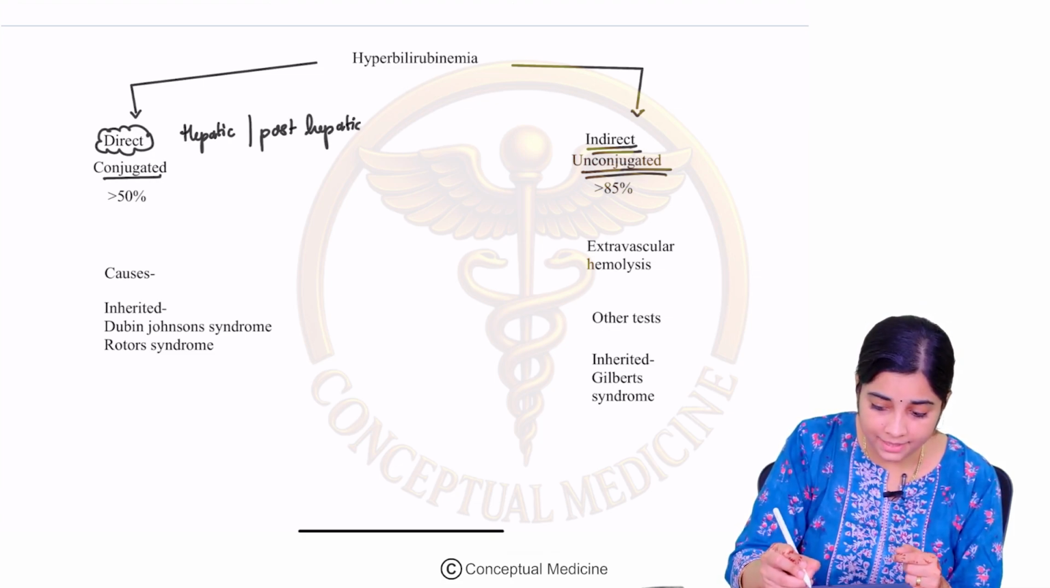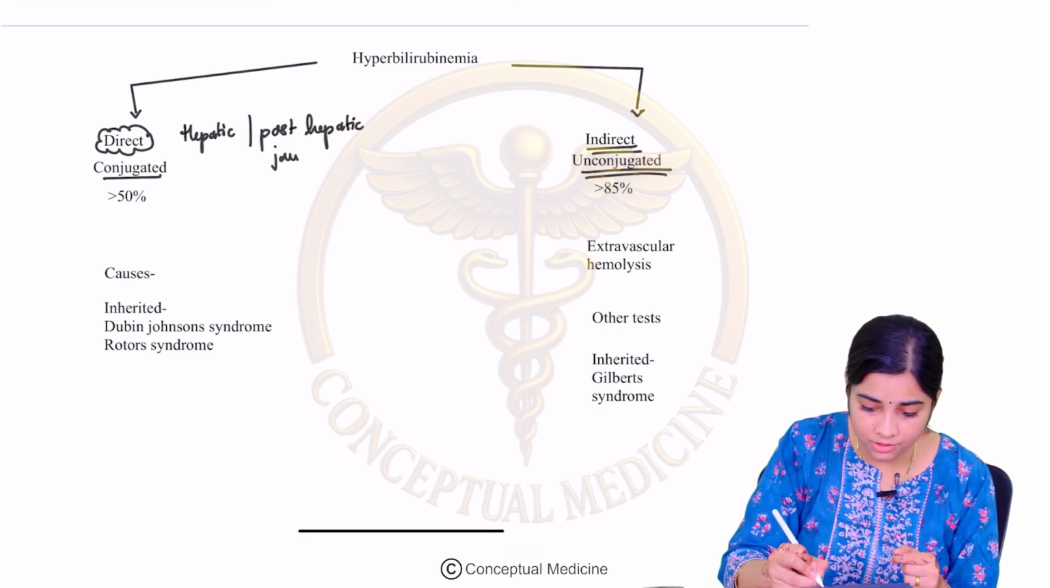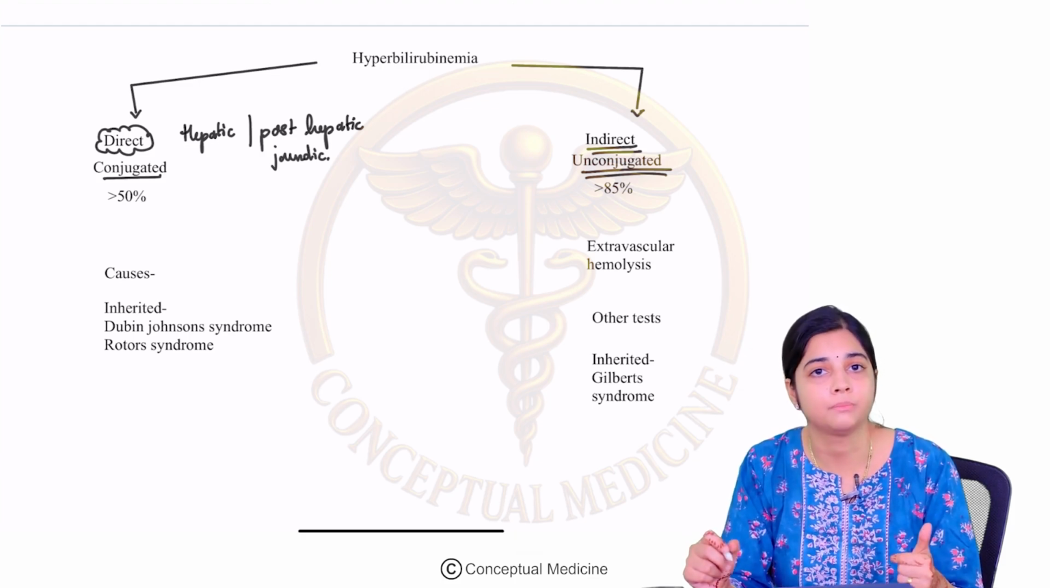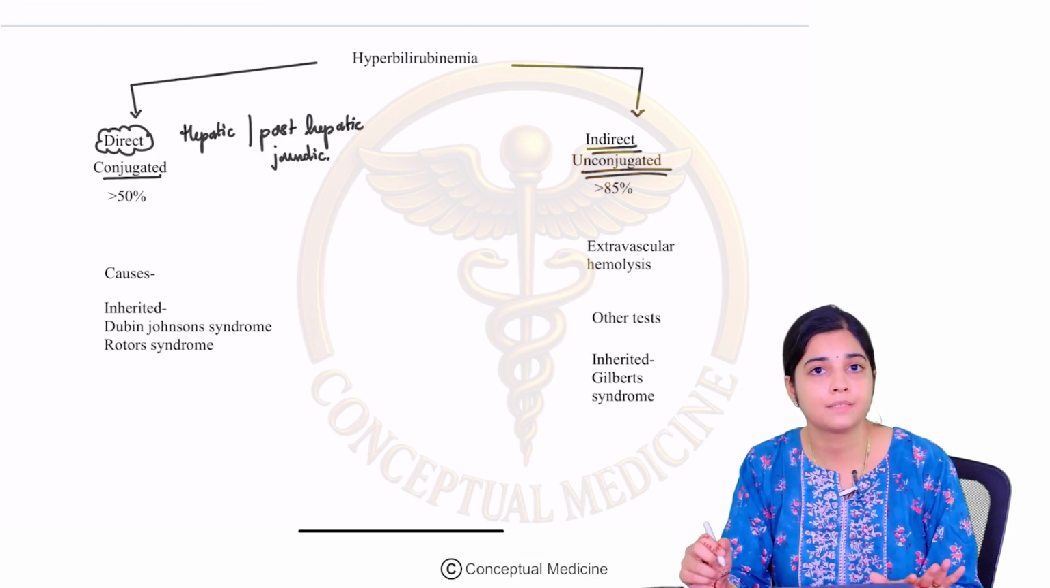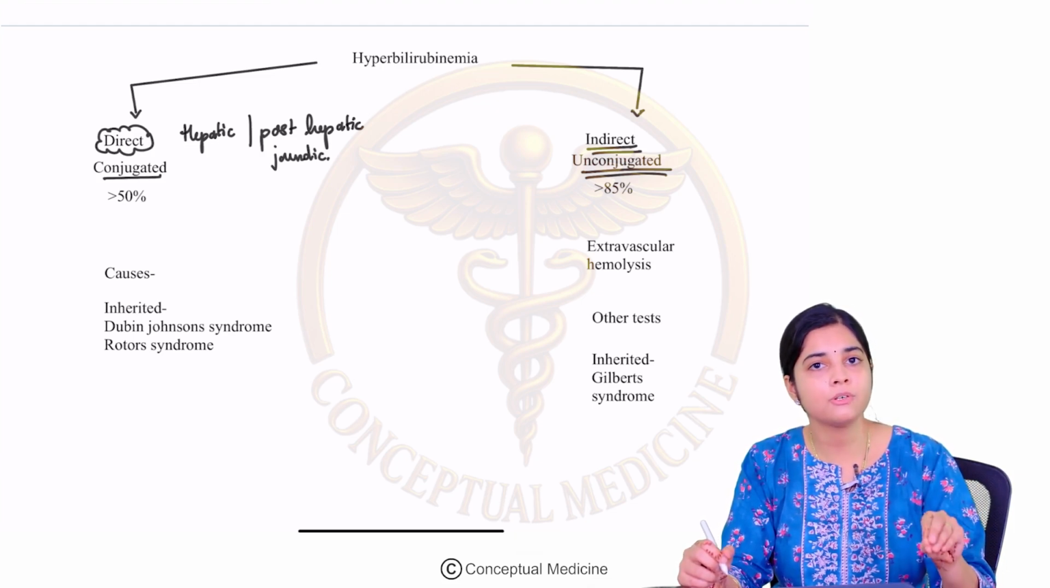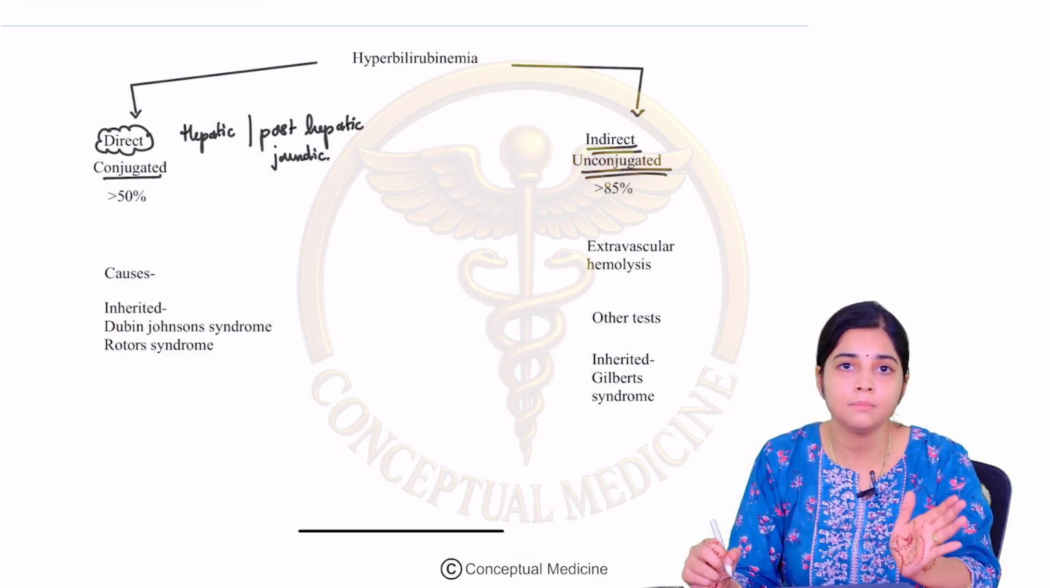So hepatic or post-hepatic jaundice can result in direct hyperbilirubinemia. Understand this very basic concept. Conjugation basically takes place in the liver. Followed by conjugation, the conjugated bilirubin has to be excreted in the bile.